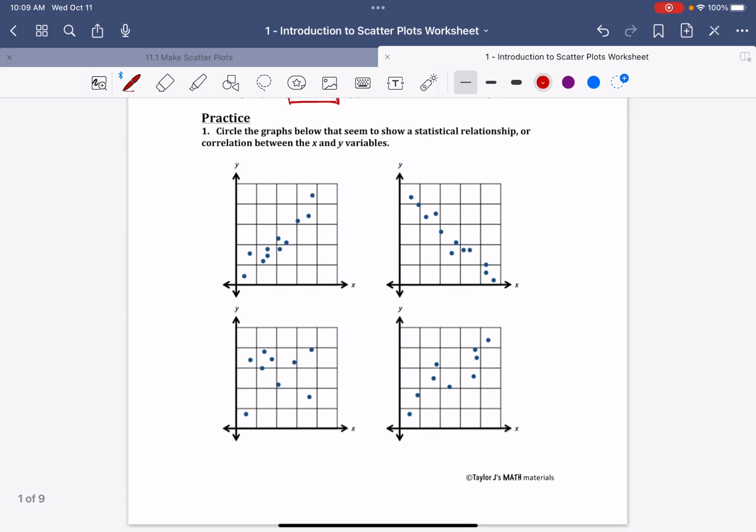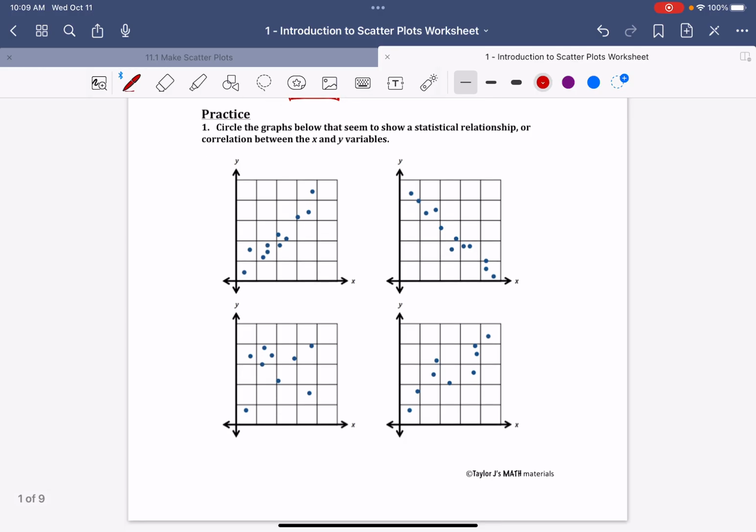So then down below on the practice, it says circle the graphs below that seem to show a statistical relationship or a correlation between the x and y variables. So the first one does, because you can see that these dots are somewhat in a pattern. You can predict the direction that the dots are going in. So that one has a correlation. The second one also has a correlation because you can predict the way the dots are going.